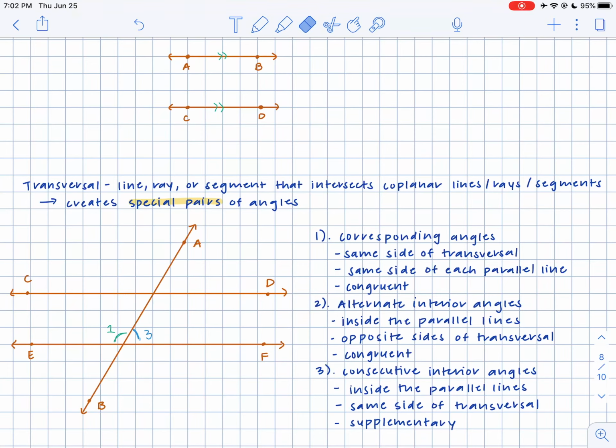Now let's get into the third one. Consecutive interior angles. Same thing. They're on the inside of the parallel lines, so that would be in here.